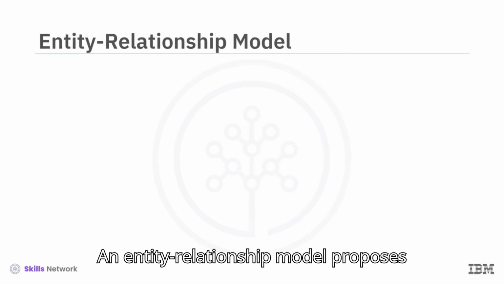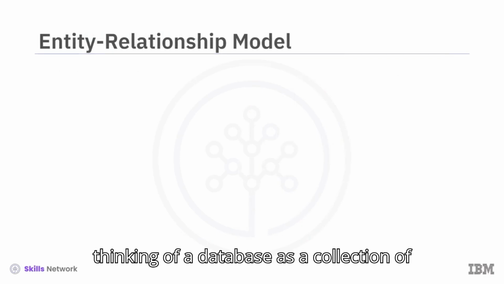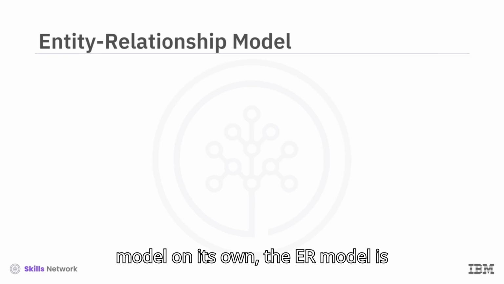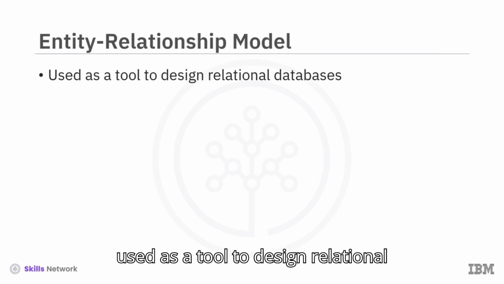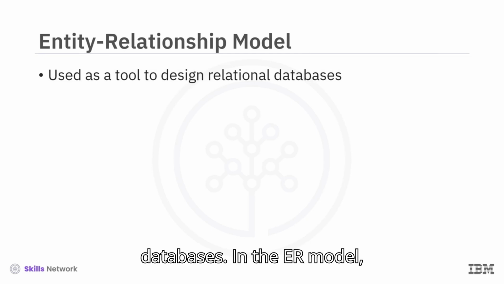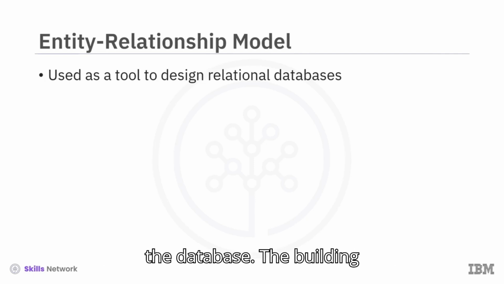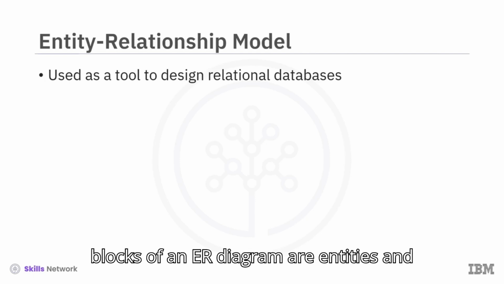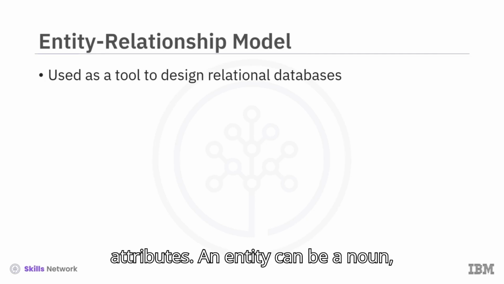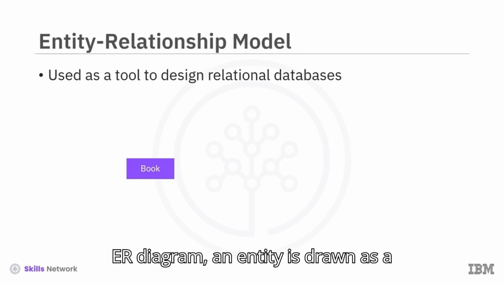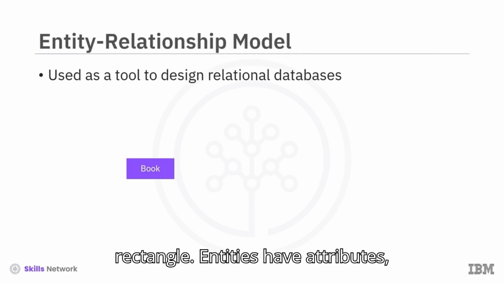An entity relationship model proposes thinking of a database as a collection of entities. Rather than being used as a model on its own, the ER model is used as a tool to design relational databases. In the ER model, entities are objects that exist independently of any other entities in the database. The building blocks of an ER diagram are entities and attributes. An entity can be a noun, person, place, or thing. In an ER diagram, an entity is drawn as a rectangle.